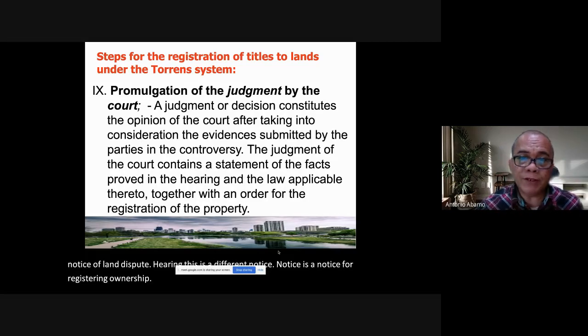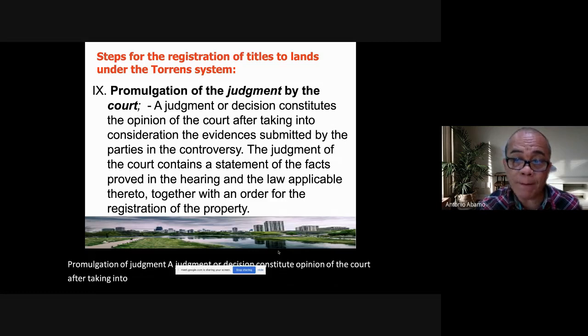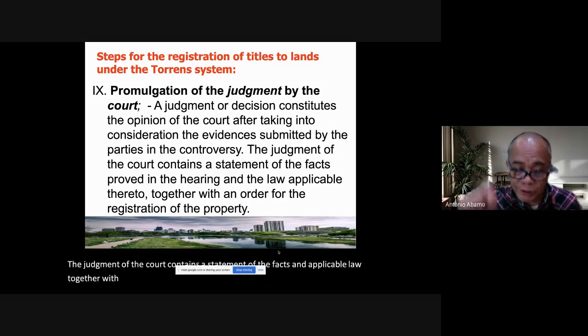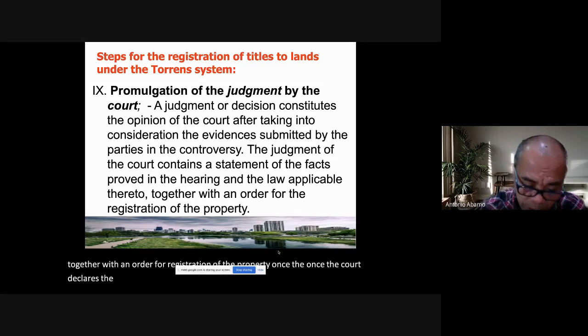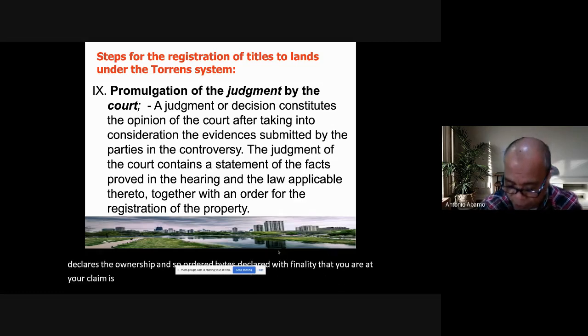Promulgation of judgment. A judgment or decision constitutes the opinion of the court after taking into consideration the evidence submitted by the parties in the controversy. The judgment of the court contains a statement of the facts and the applicable law together with an order for registration of the property. Once the court declares the ownership and so orders, it is declared with finality that your claim is legal, then you will be issued a tenant's title.